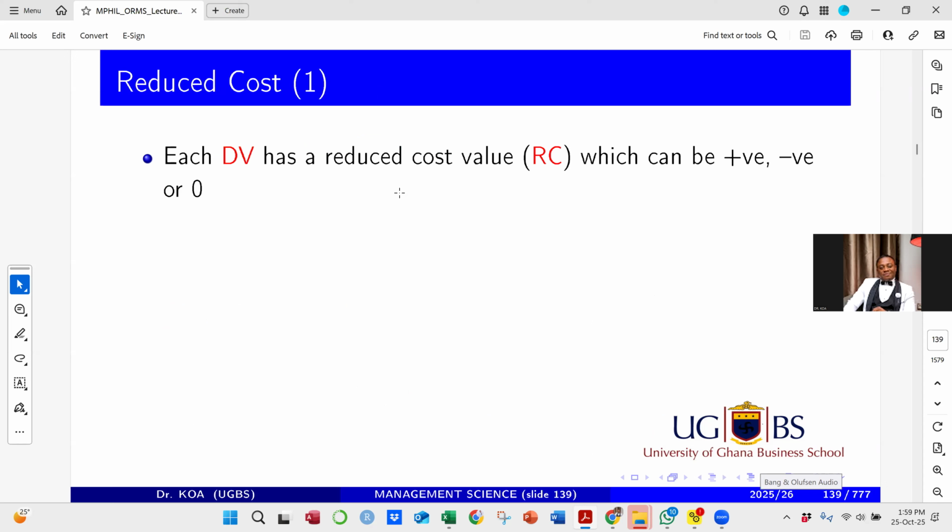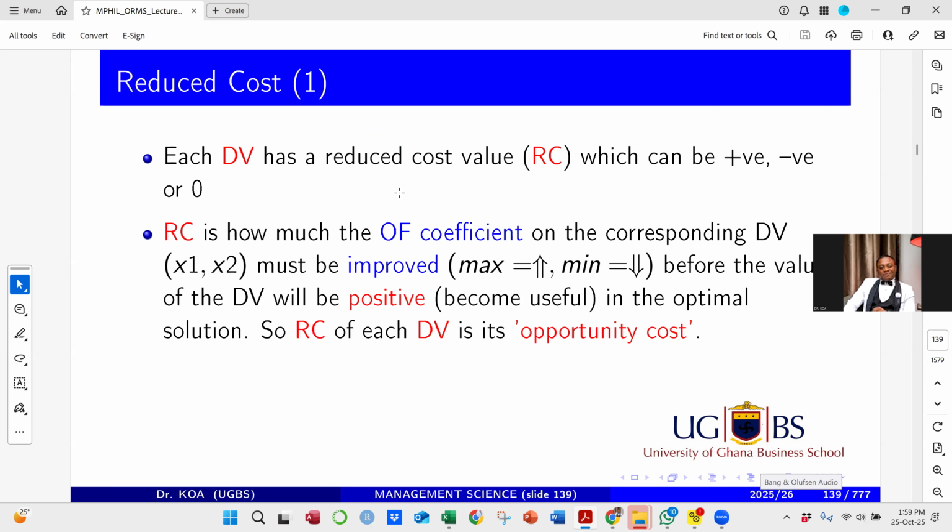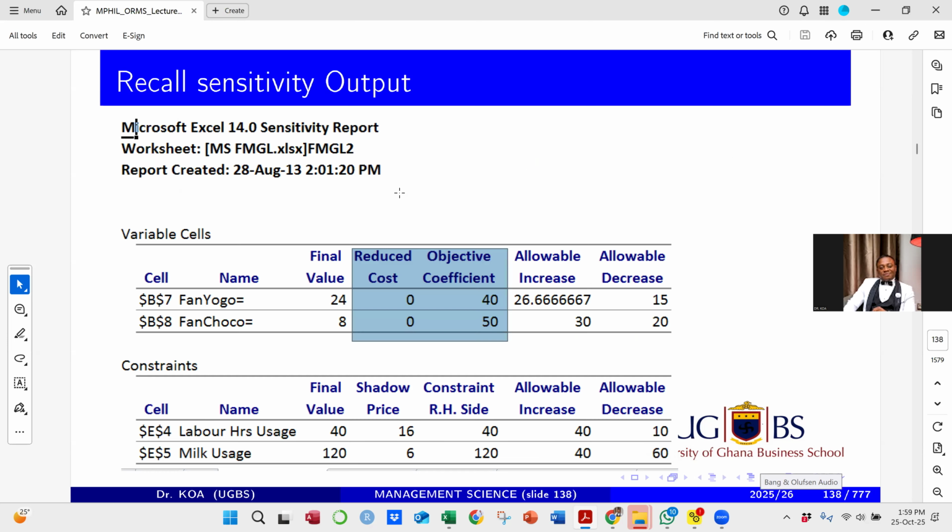Now let's continue. What is the reduced cost value? In practical terms, the reduced cost value is telling you what you lose if you go ahead to produce the decision variable. Write it down, you forget. Now, right now as it stands, what do we lose when we go ahead and produce Fanyego? You can tell us.